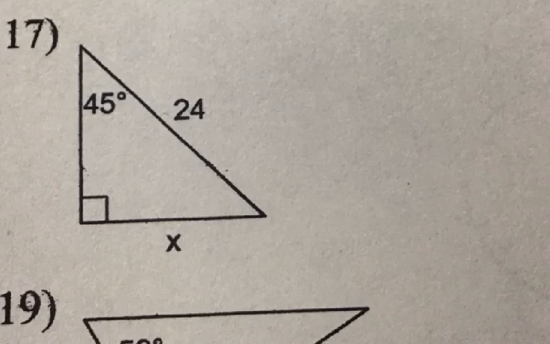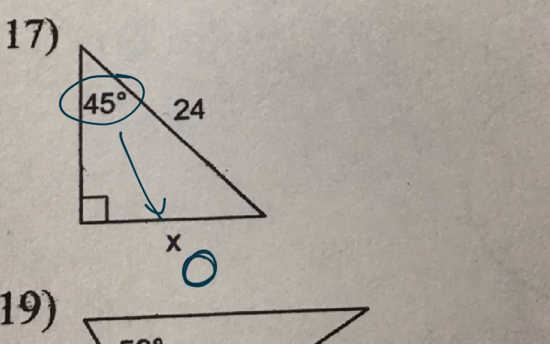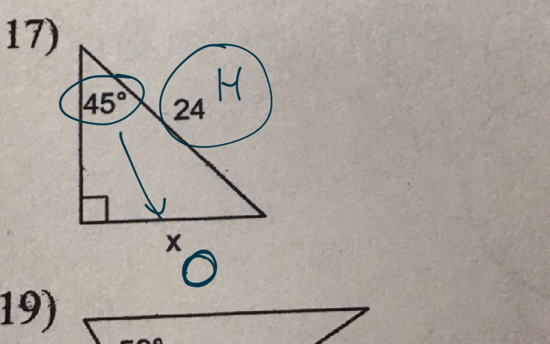Here we go. Let's look at 17. Notice it's a 45-degree angle there, guys. And notice we're asked to find the opposite, and we're given the hypotenuse. 24 is the longest side. Now, you could, by the way, if you know your special right triangle, try to figure out from there. But trust me, just do SOHCAHTOA in this case. Just do SOHCAHTOA. So here we go.